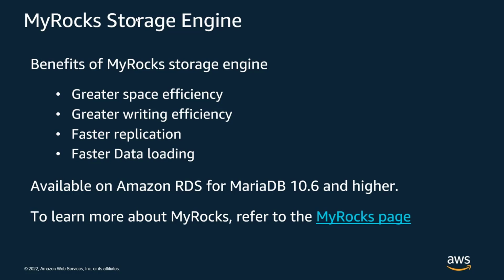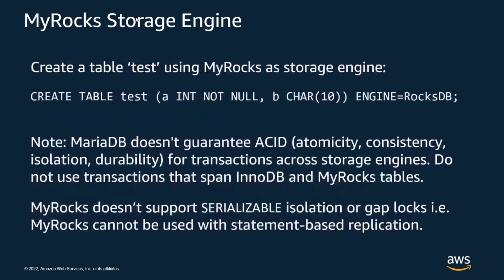MyRocks storage engine is available on Amazon RDS for MariaDB 10.6 and higher. How to set up MyRocks? It's very straightforward. You define the storage engine that you use while you're creating your tables. So as part of the create table command, you would pass engine equals rocksdb, and that will change the storage engine from InnoDB to rocksdb. By default, Amazon RDS for MariaDB will always default to InnoDB.